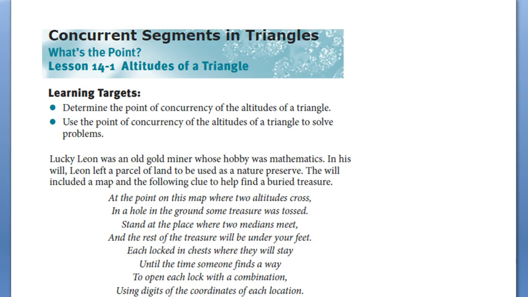With this video, we're going to begin activity 14. This is about lesson 14-1, altitudes of triangle. Learning goals are to determine the point of concurrency of the altitudes of a triangle. That simply means where's the point where the altitudes intersect each other, and also to use the point of concurrency of the altitudes to solve problems.